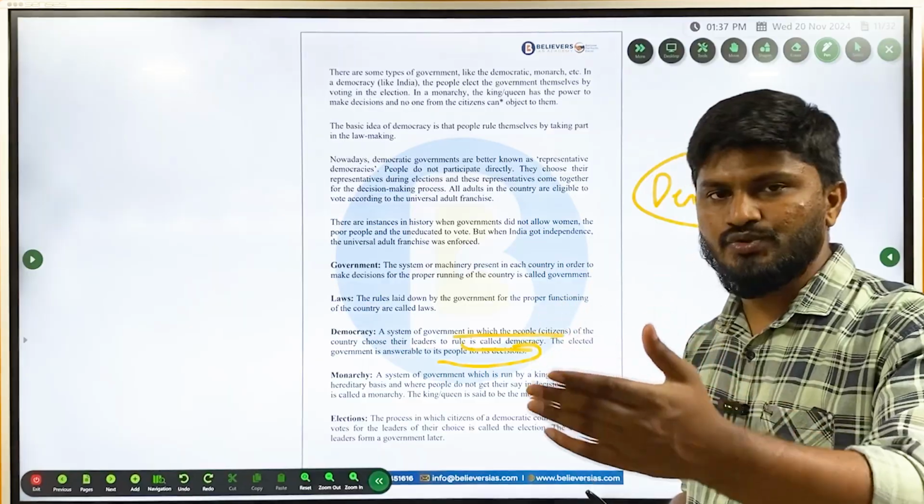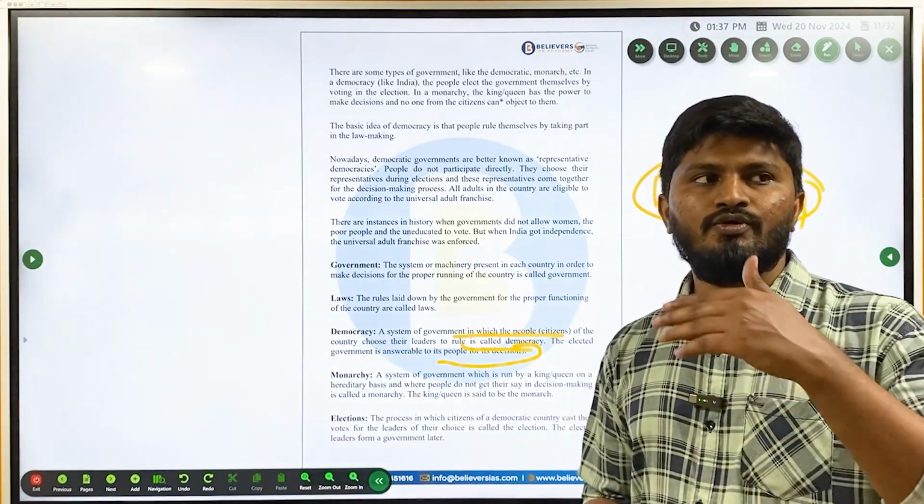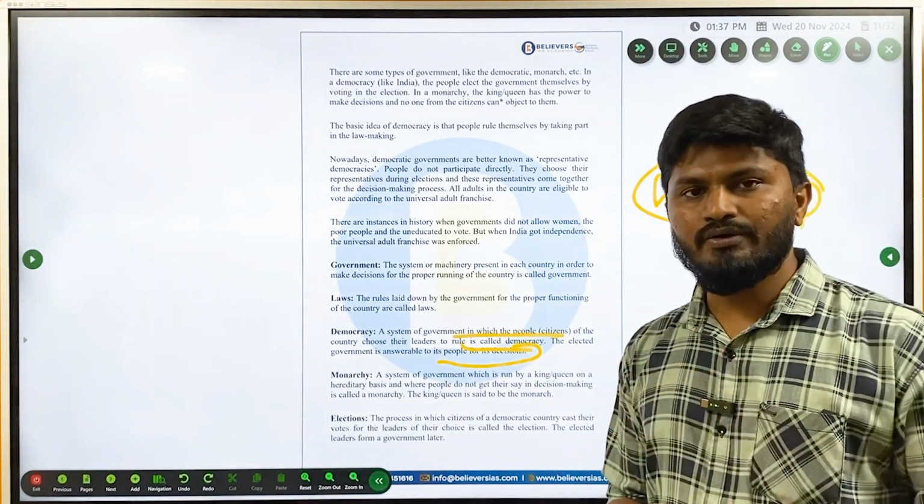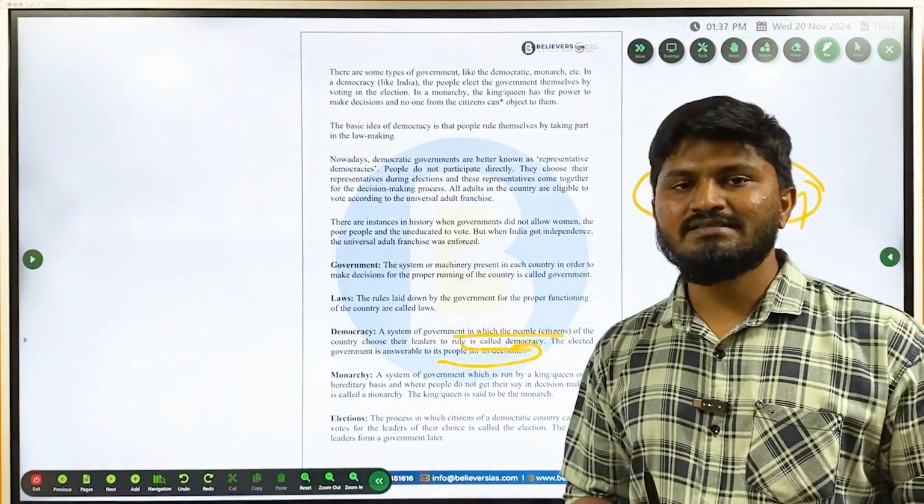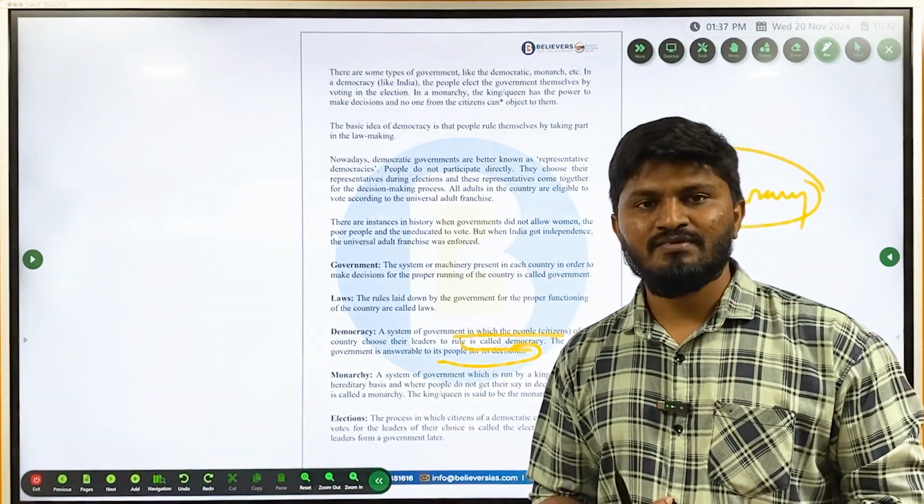In democracy, you are going to choose. How are you going to choose? You are going to choose the person who is going to govern you through voting. Okay, that is the basic idea behind democracy.